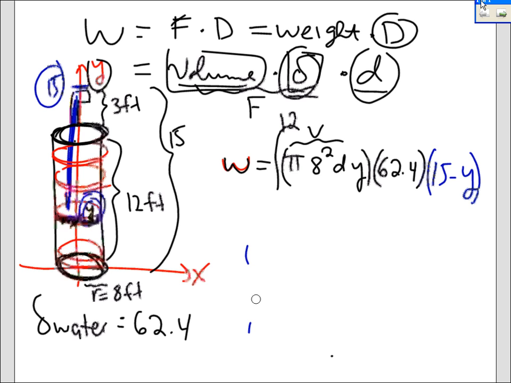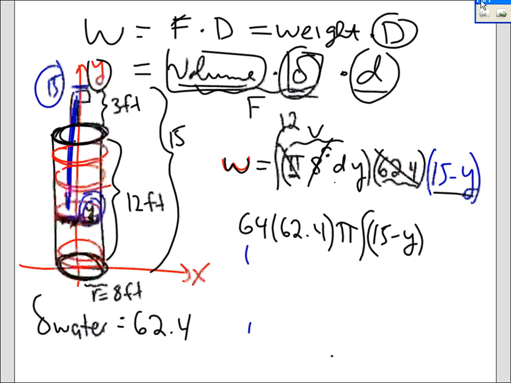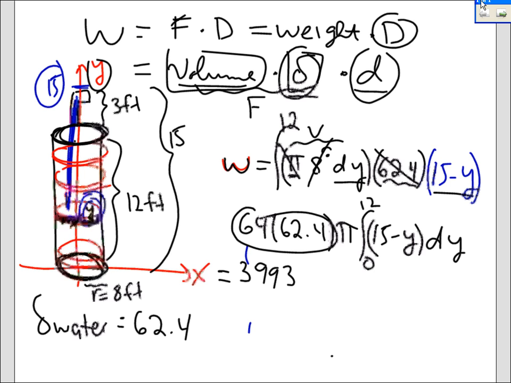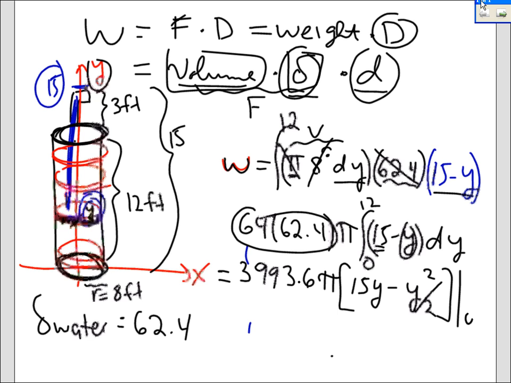Okay, let's factor out the constants. This is 64 times 62.4 times pi. What survived is I brought out the pi, the 64, the 8 squared, and the 62.4. What survived is 15 minus y times dy from 0 to 12. Okay. Turns out the product of those two numbers is 3993.6 times pi. The integral of 15 dy is 15y minus the integral of y, y squared over 2. And we go from 0 to 12.